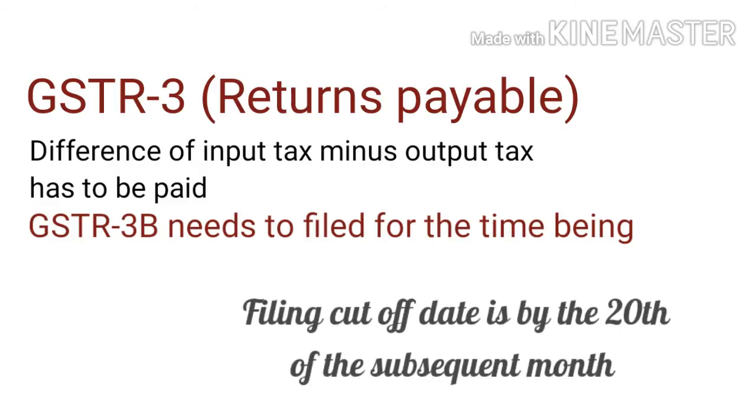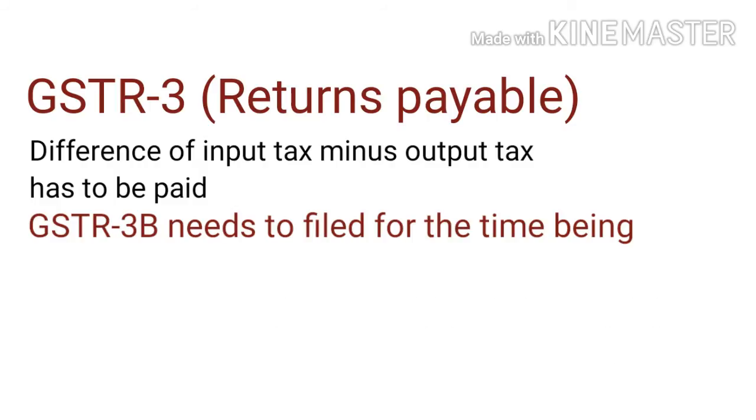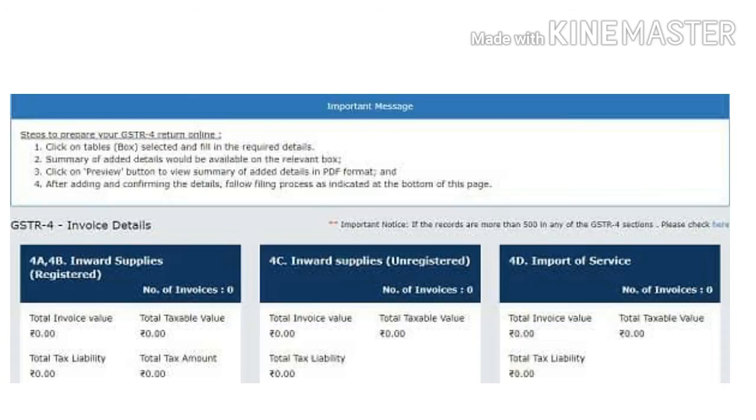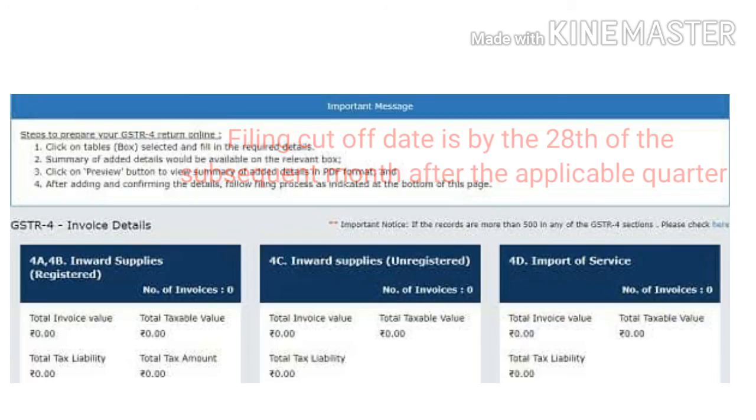For composition dealers who do not collect output tax from their customers, GSTR 4 is the one that needs to be filed. Under this scheme, taxpayers with turnover less than Rs 1.5 crores need to pay tax at a fixed rate and file quarterly return, that is 4 times in a year. The due date for filing GSTR 4 is 18th of the subsequent month following the quarter for which such a return needs to be filed.